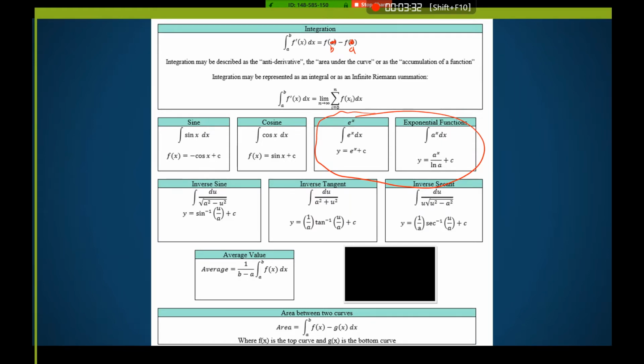I don't have this one on here, but if I integrate u prime over u, you'll get the natural log of u plus c. If I derive ln x, I get 1 over x dx. That's the same rule backwards. All of these integration rules are just the opposite of deriving something. We've also got our inverse trigonometric functions for sine, secant, and tangent.